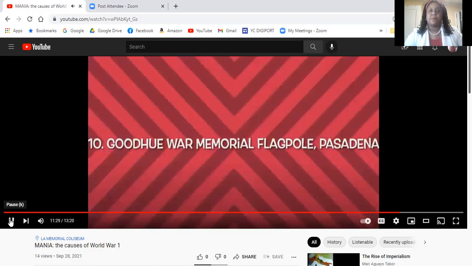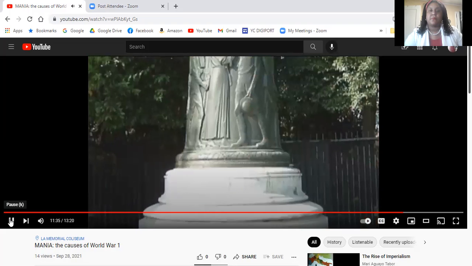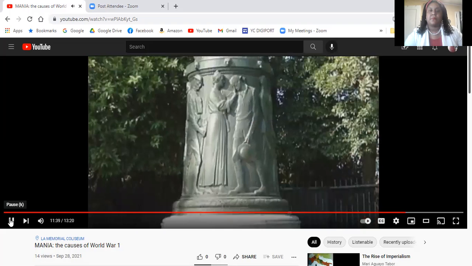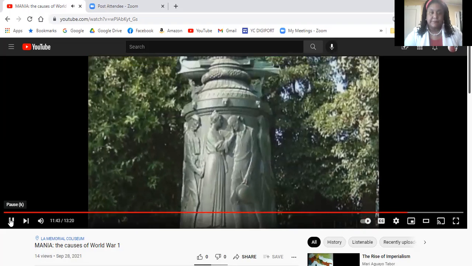Tenth is the Goodhue War Memorial flagpole, and this flagpole has a very beautiful inscription on it, as well as a molding and sculpture of the soldiers of World War I.